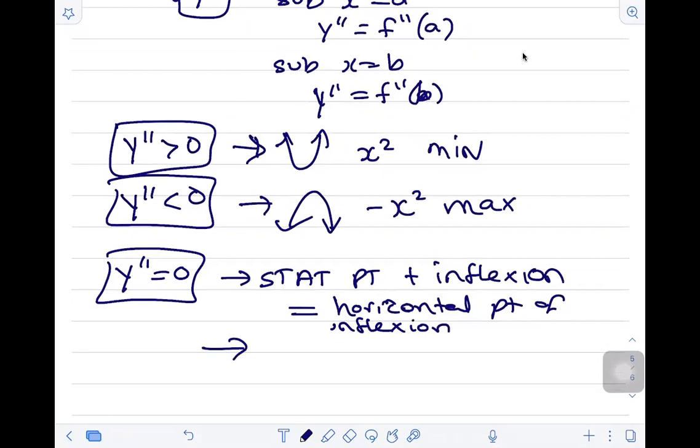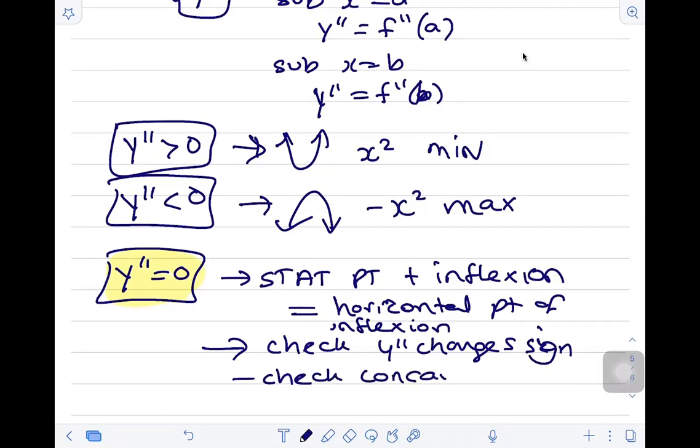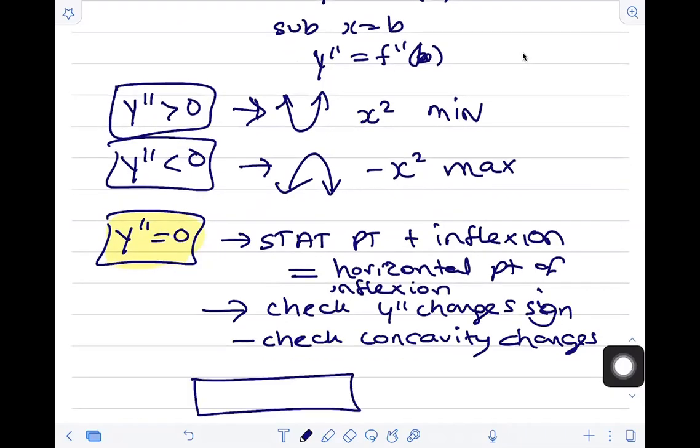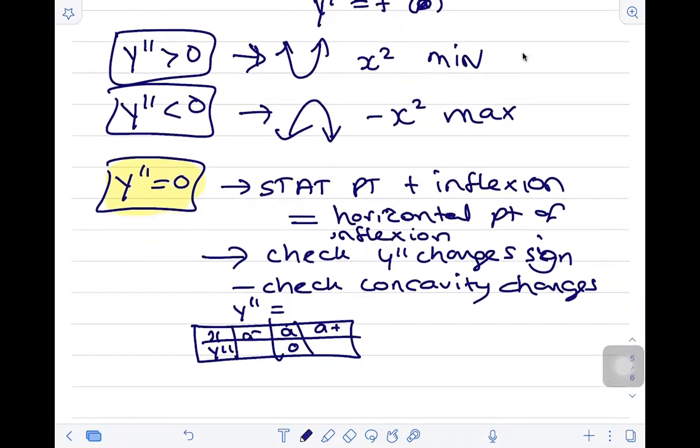So with all inflections, when you go through y double dash, you then have to check y double dash changes sign, because what you're really doing there is checking the concavity changes. So you have to put it into a table, but make sure you label your table. Your table needs to have y double dash, and there's say a plus, a minus. You do it for each point.